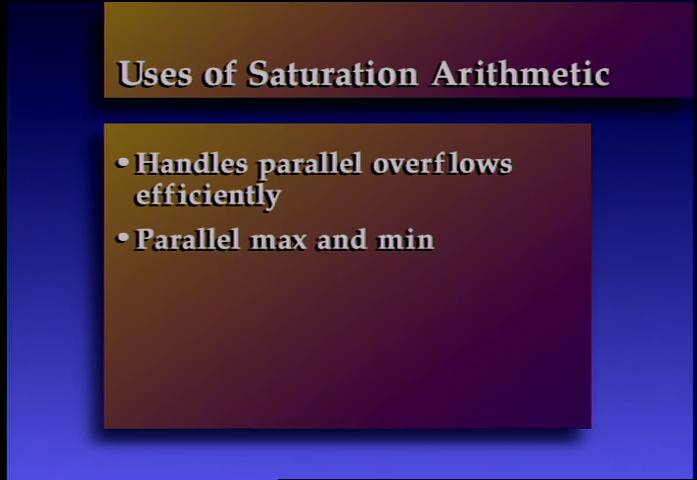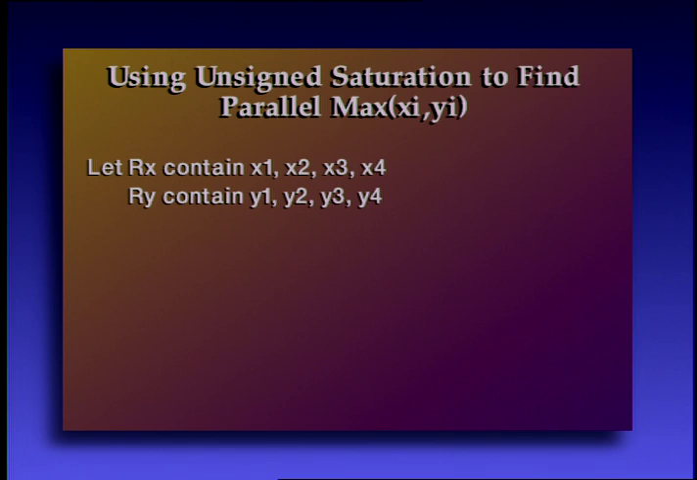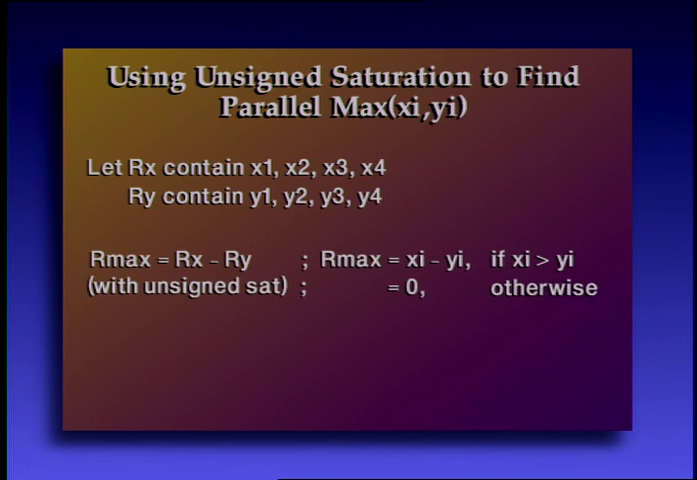For example, it can be used to implement useful functions like finding the maximum and minimum of pairs of numbers in parallel. Let a register Rx contain the 4 subwords x1, x2, x3, and x4, and another register Ry contain the 4 subwords y1, y2, y3, and y4. We can find the maximum of each pair of subwords in just 2 instructions. First, we will subtract Ry from Rx.